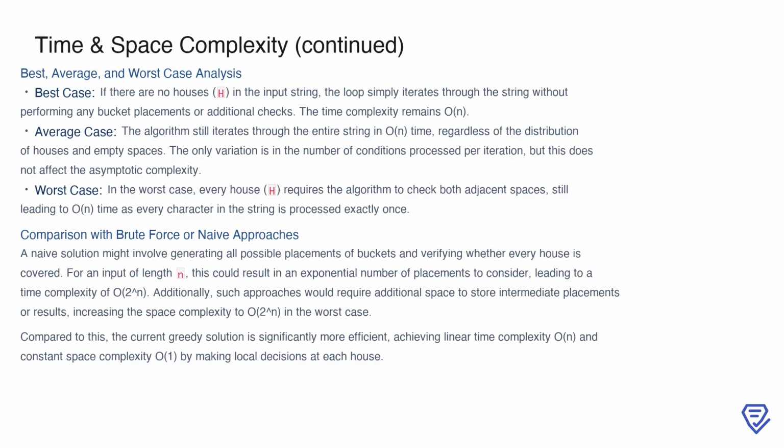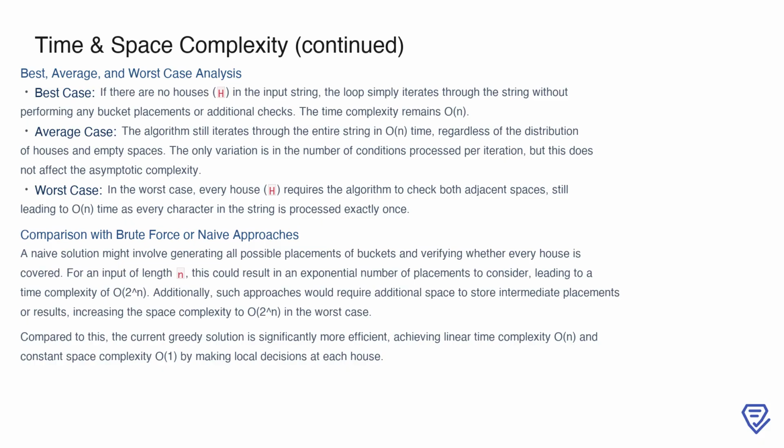Now let's consider the best, average, and worst-case scenarios for this algorithm. In the best case, if the input string contains no houses, denoted by H, the loop simply iterates through the string without placing any buckets or performing additional checks. Even here, the time complexity remains O(n). In the average case, regardless of how the houses and empty spaces are distributed, the algorithm still processes the string in O(n) time. While the number of conditions checked per iteration may vary, this does not change the overall asymptotic complexity. For the worst case, where every house requires checking both adjacent spaces, the algorithm still ensures each character is processed only once, maintaining a time complexity of O(n).